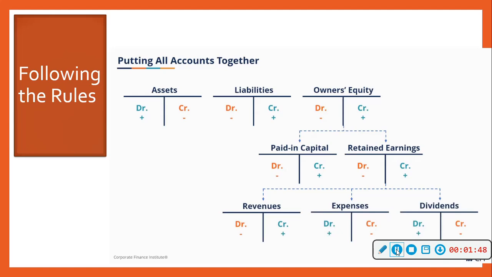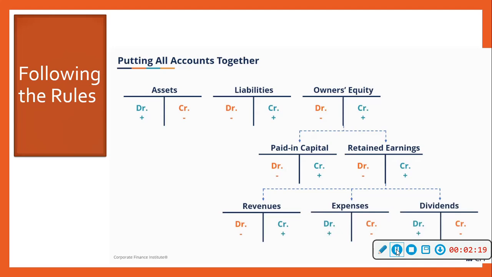On the other hand, we could say revenues and capital, which are two accounts that increase our owner's equity. They're decreased on the debit side and increased on the credit side. So those two would work in the same way. Another example is expenses and withdrawals. Those both decrease owner's equity, and they will both increase on the debit side and decrease on the credit side.